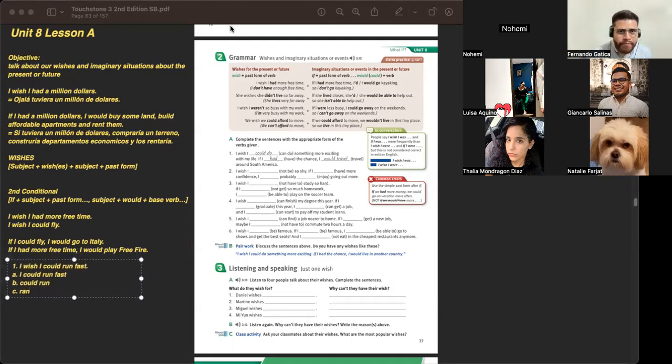Another example of a sentence that's going to be on the test is: If I more free time, I would clean my house. A, had, B, I have, C, I had. What is the correct answer, students? C. If I had.